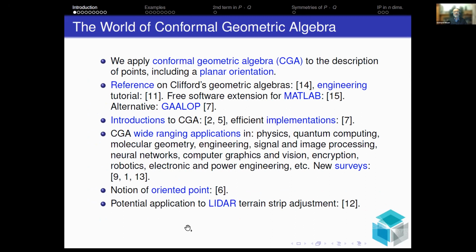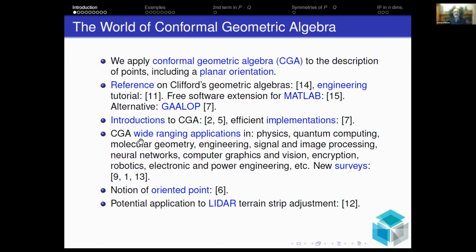Now for the introduction, we apply conformal geometric algebra to the description of points, including points with planar orientation. As a reference, I recommend 14 and engineering tutorial 11. As free software, there's a toolbox for MATLAB. I've done computations for this talk with this toolbox. Alternatively, you could use Galop. Introductions to conformal geometric algebra are references 2 and 5. And again, Galop is an efficient implementation.